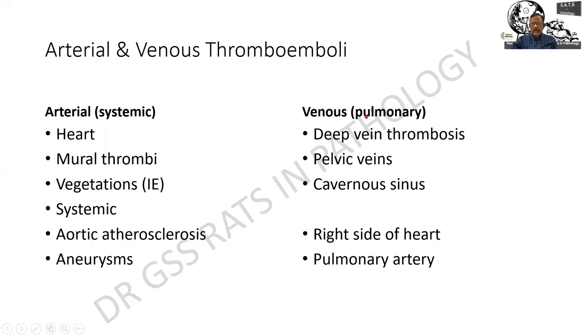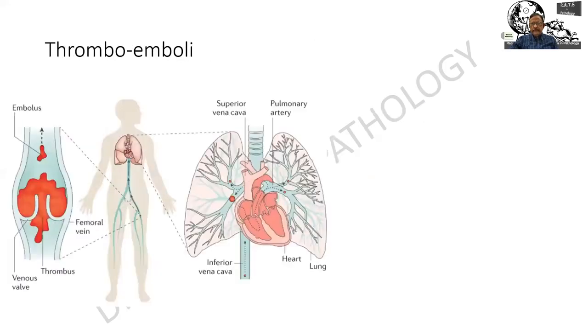So this will be the arterial. Just have an idea of it. The venous, on the contrary, occurs in deep veins or in the pelvic veins or in the cavernous sinus. They all end up in the lung, and ultimately they will be affecting the right side of the heart and the pulmonary artery. The infarct is restricted to the lung. This has been explained earlier. You should have three conditions in mind. One is a saddle embolus, two is a large embolus, and three is a smaller distal embolus.